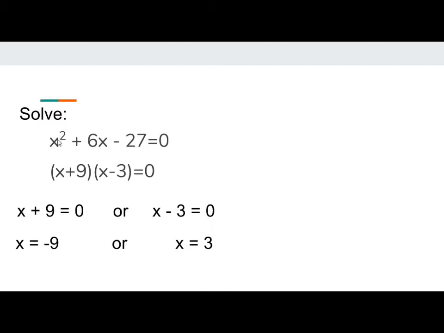And negative 9 times negative 9 plus 6 times negative 9 minus 27 equals 0. So if you plug those back into the original equation, it does work.